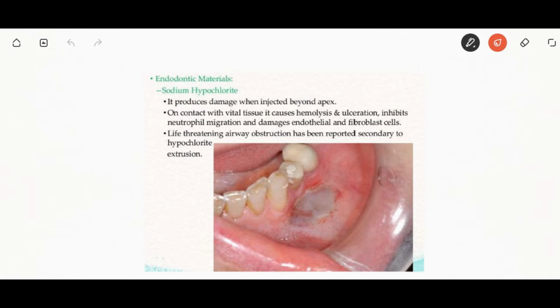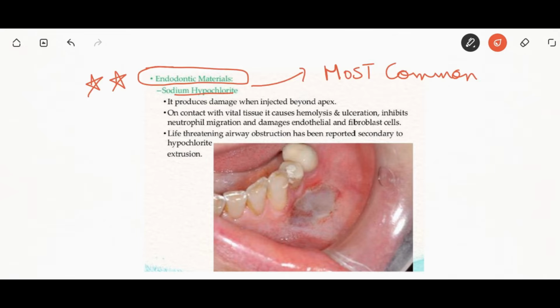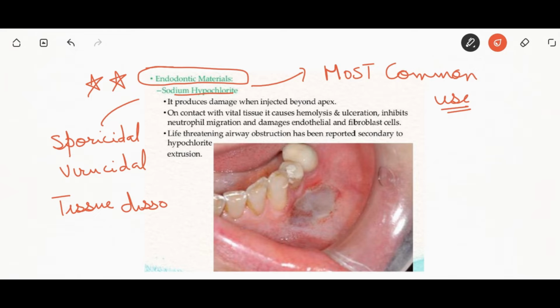The first is sodium hypochlorite. Sodium hypochlorite is the most commonly used root canal irrigant, due to its efficacy against pathogenic organisms and pulp digestion. It is found to be sporicidal, virucidal, and has a greater tissue dissolving effect on necrotic than on vital tissue.